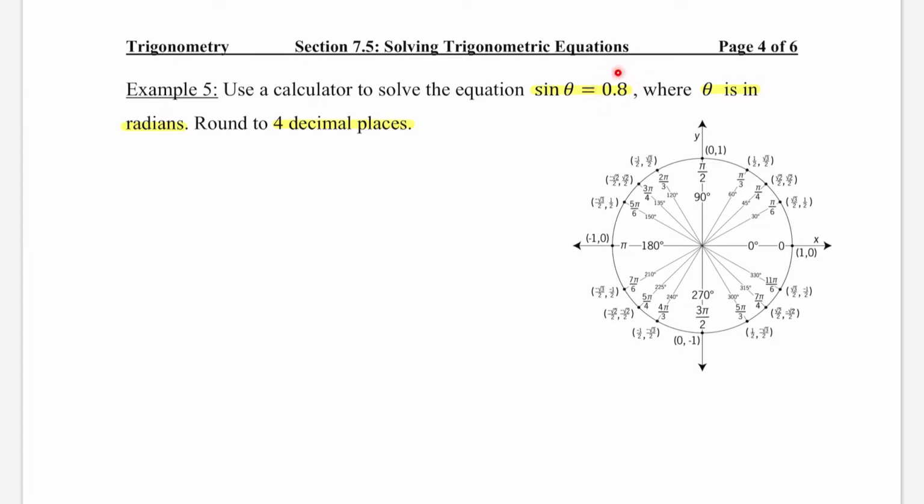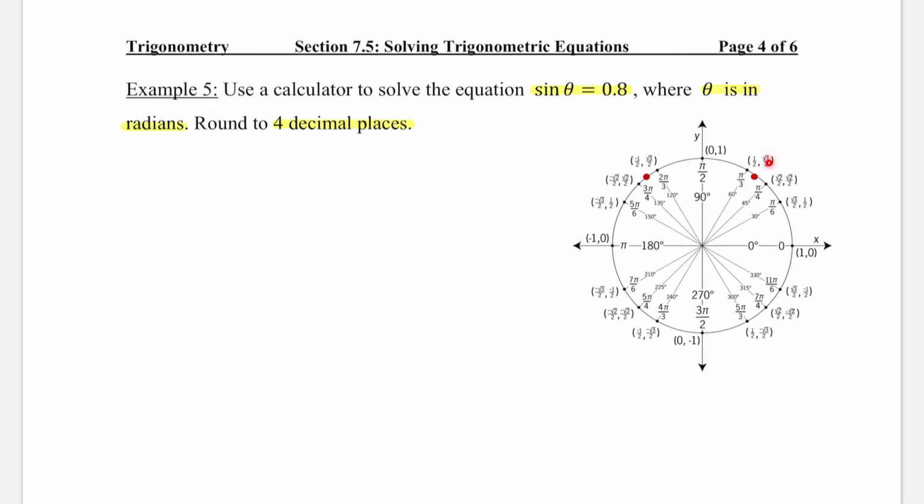Sine of theta equals 0.8. 0.8 is positive. That means that theta is in the first or the second quadrant. When theta is in the first quadrant, sine is positive, and when theta is in the second quadrant, sine is also positive. So 0.8 is here and also here.